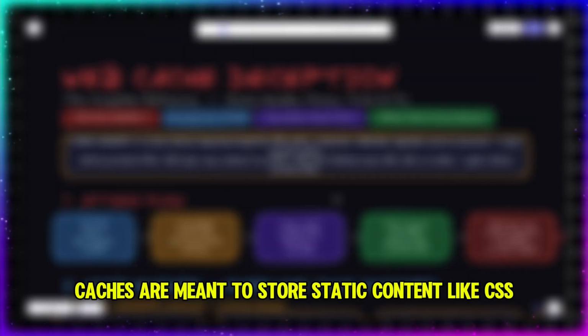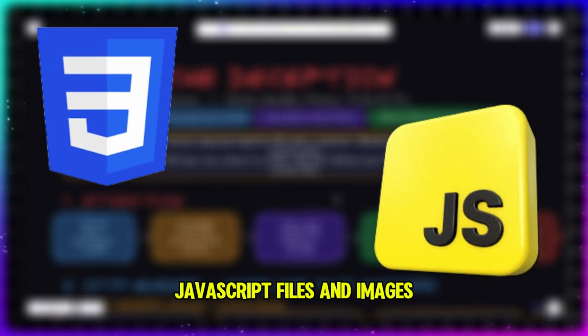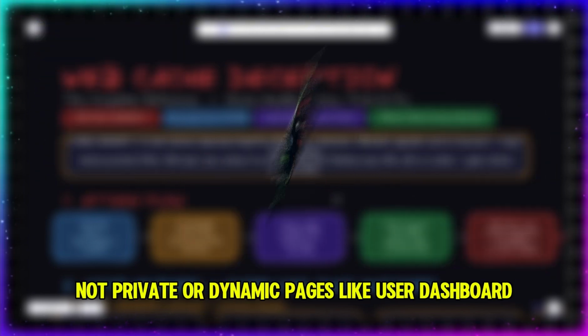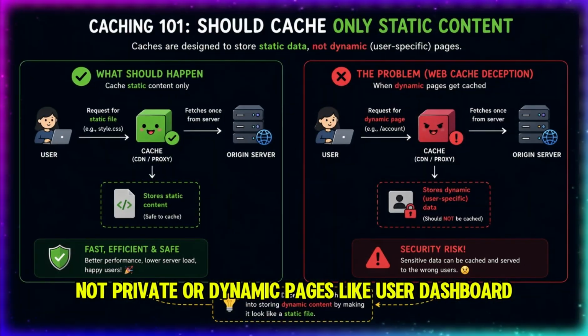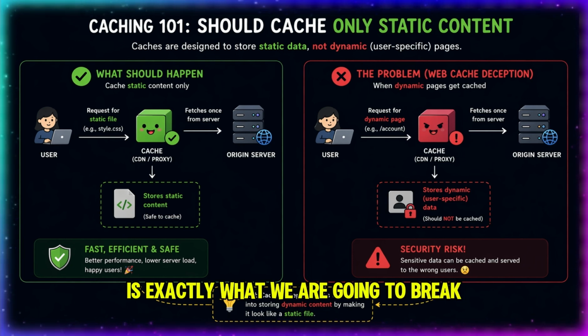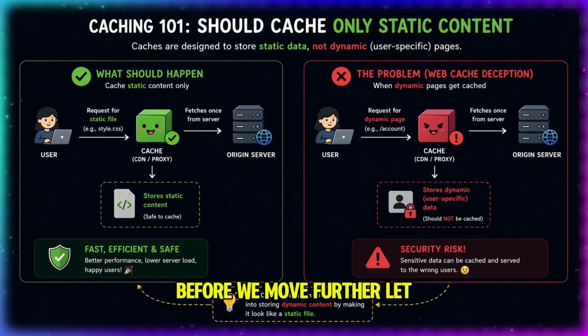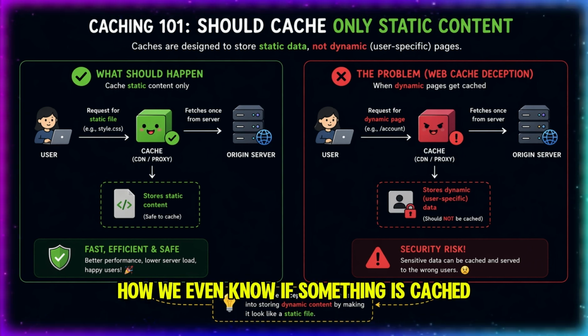Usually caches are meant to store static content like CSS, JavaScript files, and images, not private or dynamic pages like user dashboard or some other sensitive pages. And this assumption is exactly what we are going to break in this vulnerability. Now, before we move further, let's understand how we even know if something is cached.